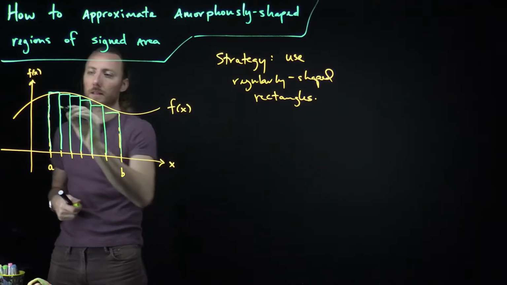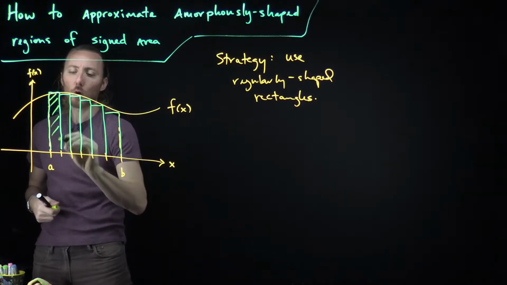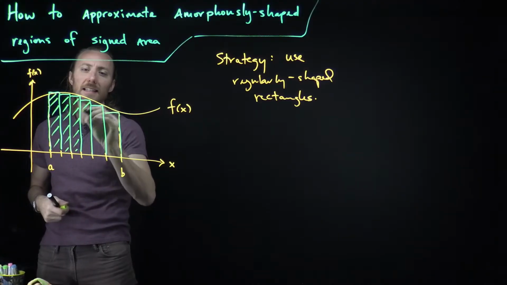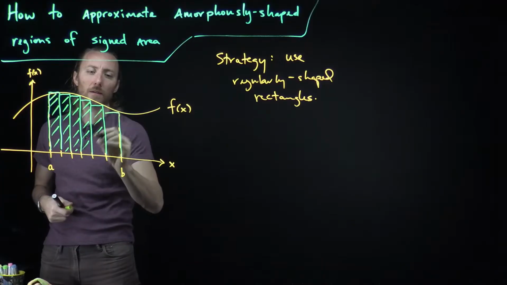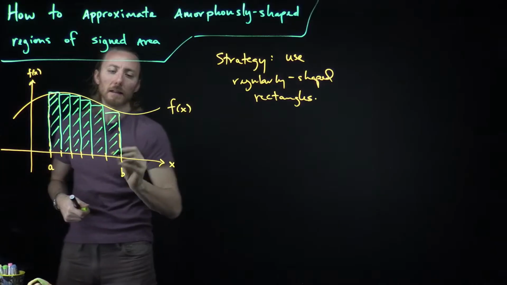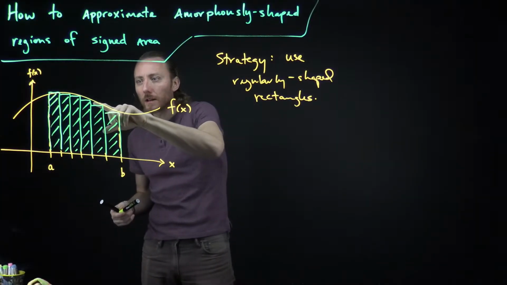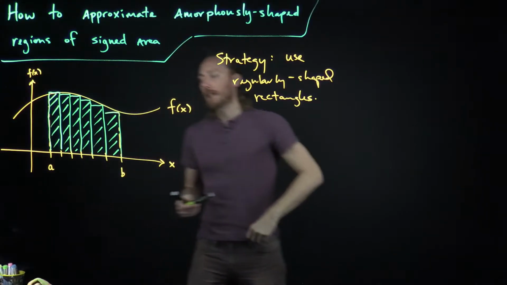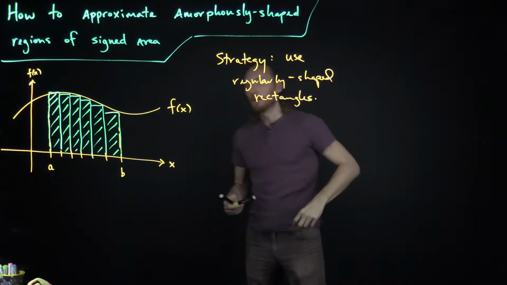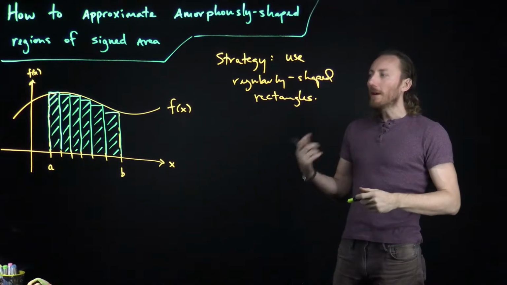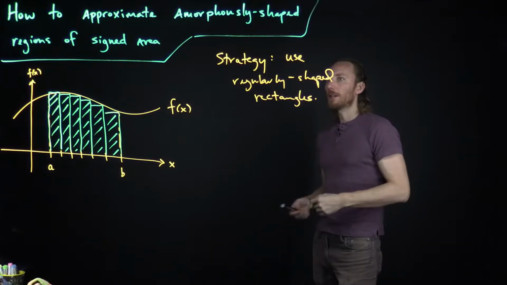What you can notice is, if you look at the total area of these 6 rectangles, is it exactly the signed area between the function's graph and the horizontal axis? Well, it's not. There are little voids in here that you can observe, where the rectangle does not exactly measure the signed area between the function's graph and the horizontal axis. However, those rectangles do a pretty good job.